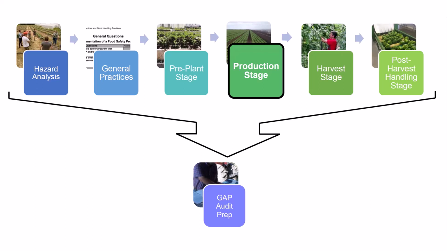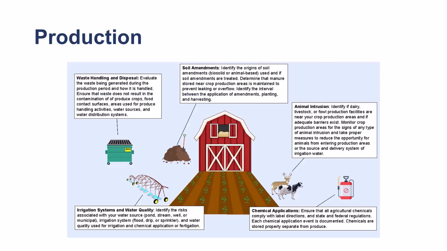Today, we will be discussing the 4th step of developing a food safety program, addressing the production stage of your operation. During production, it is important to identify primary routes of contamination from biological, chemical, and physical hazards. Once these hazards are identified, practices that reduce the likelihood of contamination or risk should be implemented.